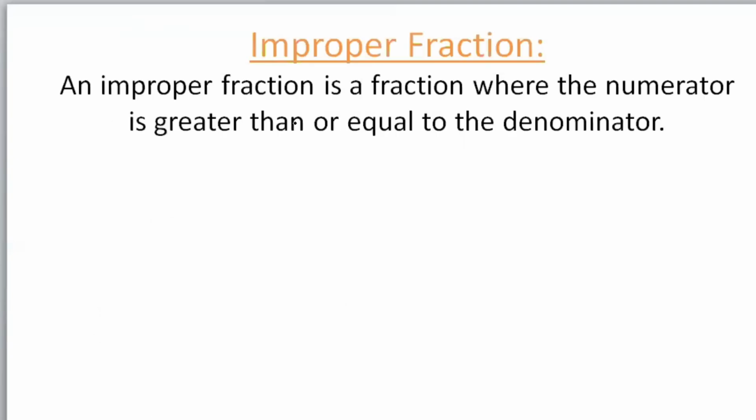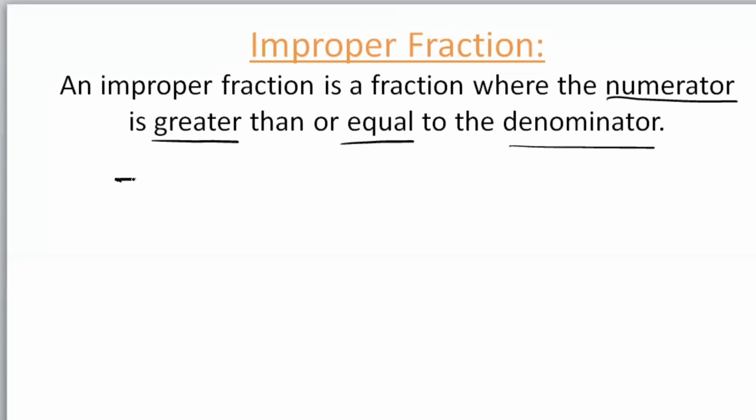The second type of fraction is improper fraction. What is an improper fraction? An improper fraction is a fraction where the numerator is greater than or equal to the denominator. In the proper fraction, what does it say? It says that the numerator should be smaller than the denominator. But here, the improper fraction is just the opposite of the proper fraction. The improper fraction says the numerator is greater than or equal to the denominator.